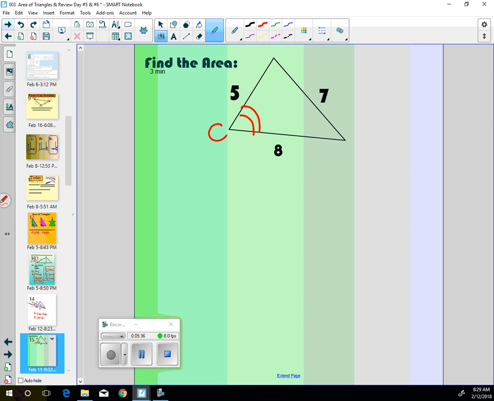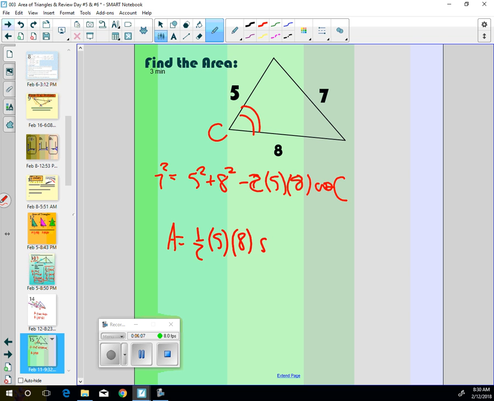Yeah, you can use law of cosines. 7 squared, that's the side across from the angle, equals 5 squared plus 8 squared minus 2 times 5 times 8 times the cosine of C. And then you could do what you did before to find that. And then once you have C, you would go area is equal to 1/2 AB, 5 times 8 times the sine of what you found for C.